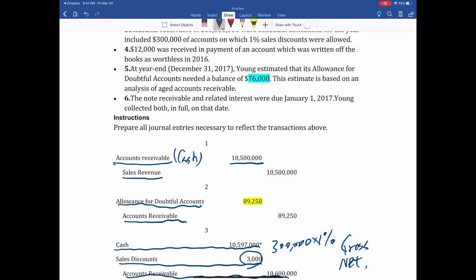Number 4, 120,000 was received in payment of an account which was written off the books as worthless in 2016. That means $120,000 was written off last year. But now, the client makes the payment. So we need to reverse the write-off journal entry and debit cash and credit accounts receivable.